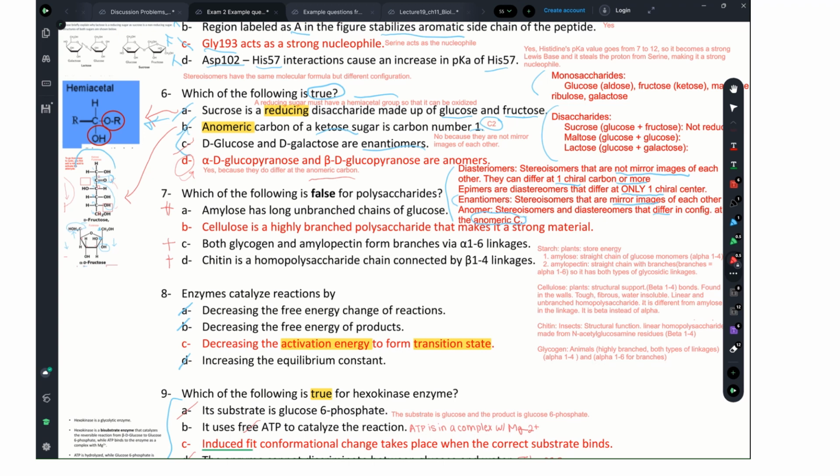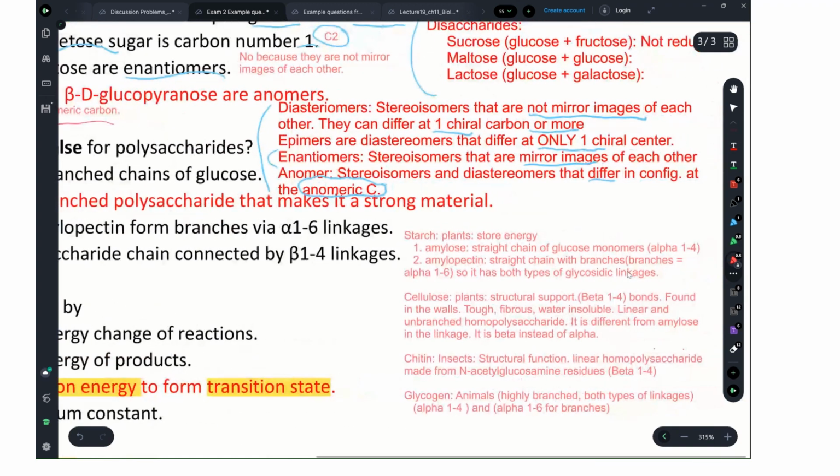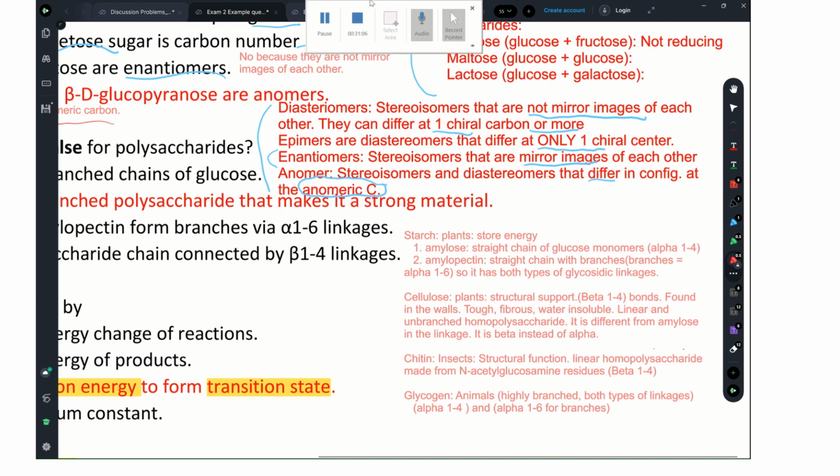Okay, number 7. Which of the following is false for polysaccharides? So again, we're going to start off with a bunch of definitions over here on the right. So starch is found in plants. So remember, a polysaccharide is just a bunch of sugar monomers. So there's different types. Here we have starch, we have cellulose, we have chitin, and glycogen. So starch stores energy in plants.